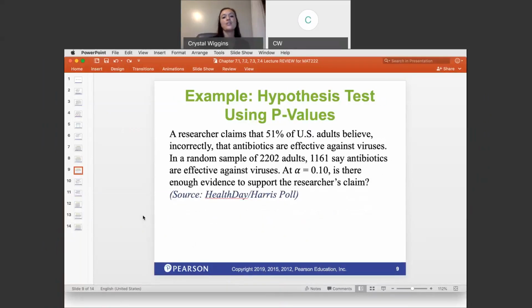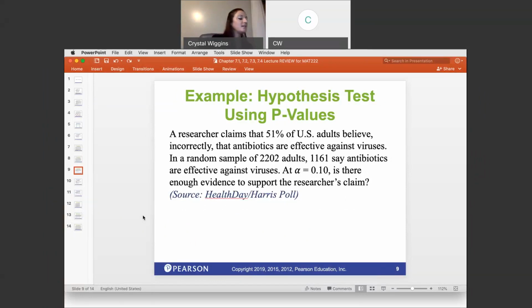A researcher claims that 51% of US adults believe, incorrectly by the way, that antibiotics are effective against viruses. In a random sample of 2,202 adults, 1,161 say antibiotics are effective against viruses. Alpha level of 0.1. Is there enough evidence to support the researcher's claim?